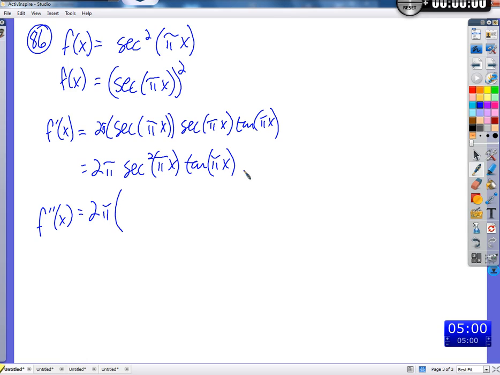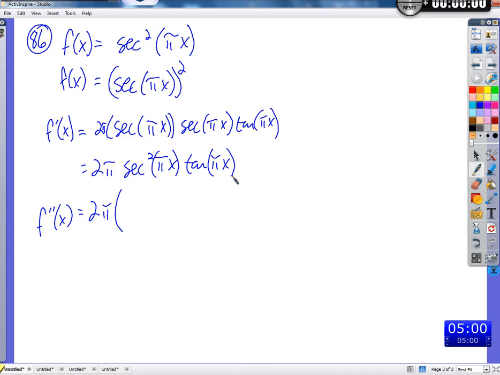So secant squared pi x is a function and tangent of pi x is a function. They're multiplied together. Well, we already figured out the derivative of secant squared pi x right there. It's this. So we did that work already. So when it comes time to do that, we're done.